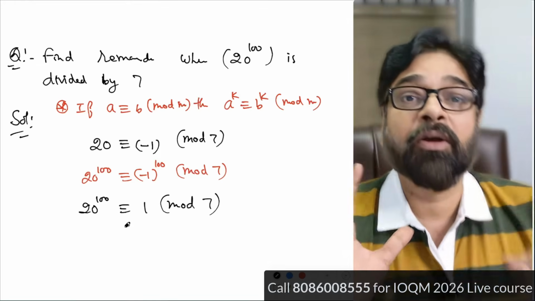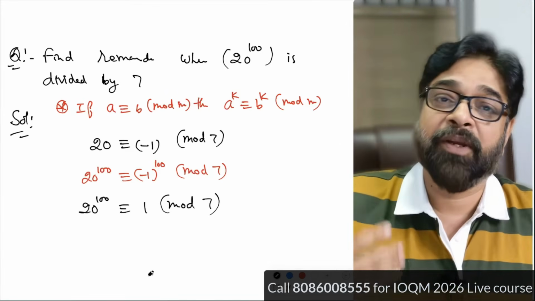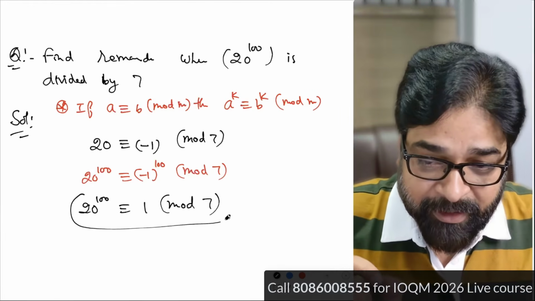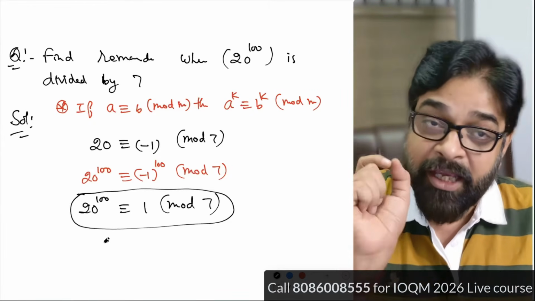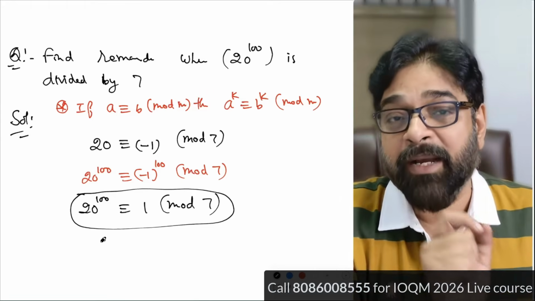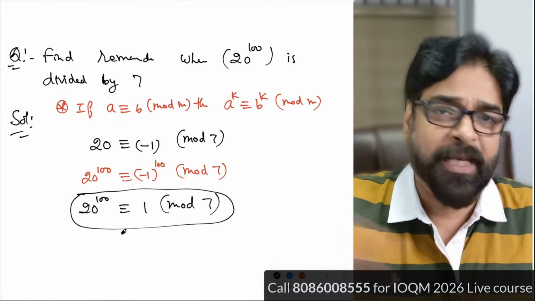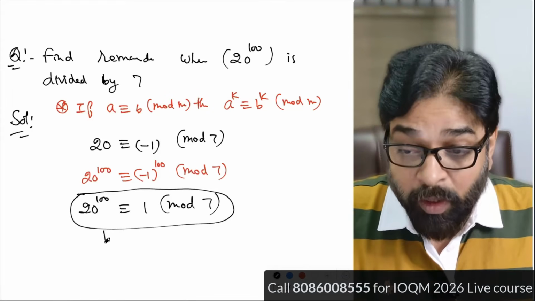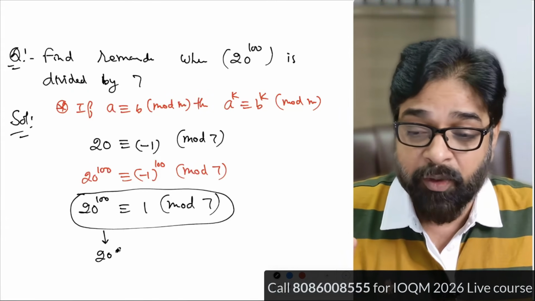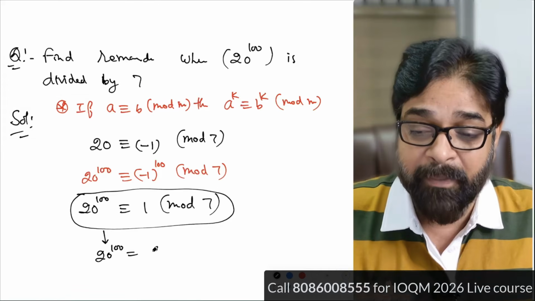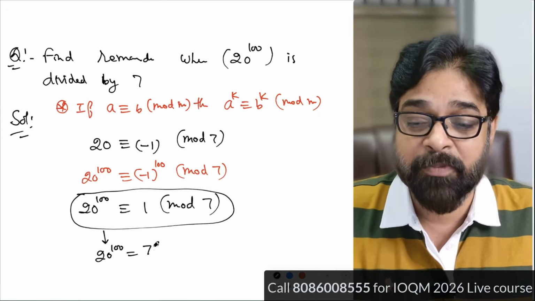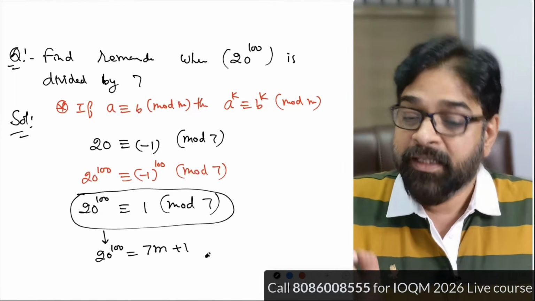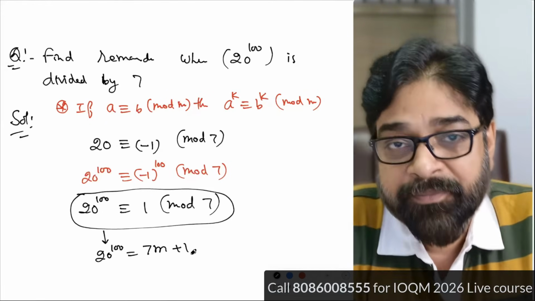When you talk Olympiad preparation and when we discuss about the Olympiad preparation, we should understand this language. This means if you divide 20 power 100 by 7, you will get remainder 1. That is obvious. No doubt about it. This is one more thing. 20 power 100 is a number which will be expressed in the form of 7 into some integer plus 1.